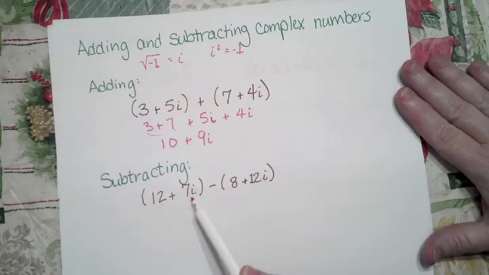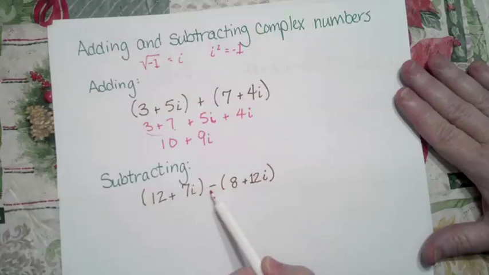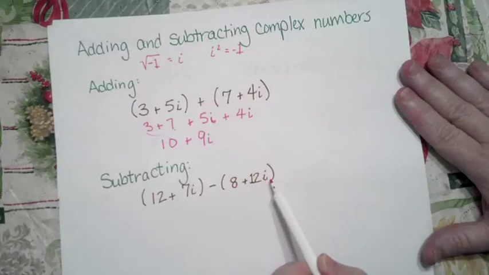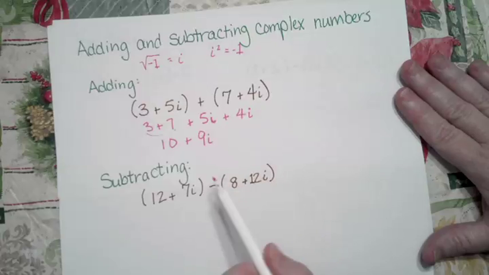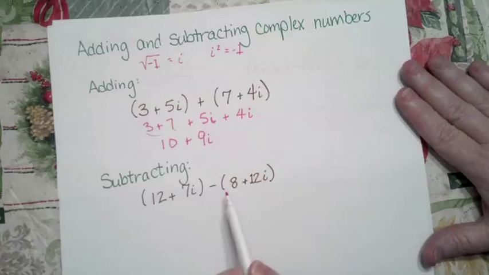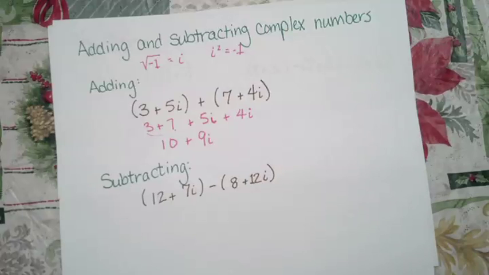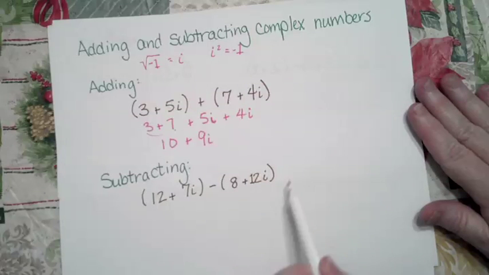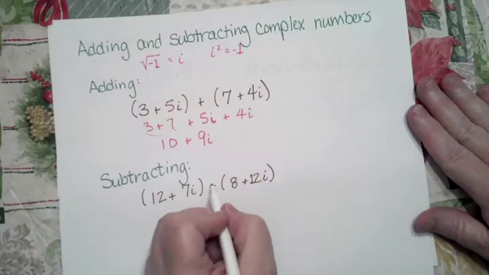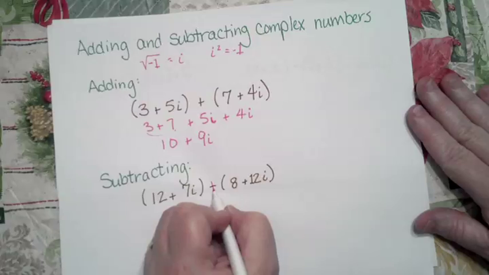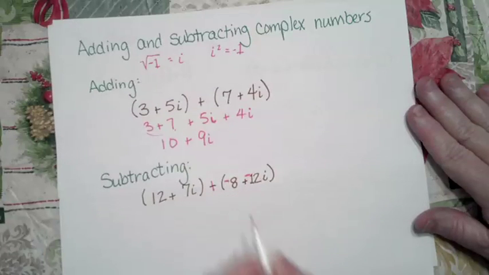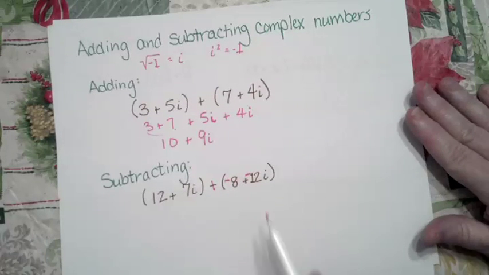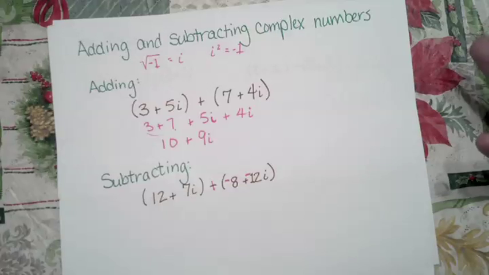12 plus 7i, there's one complex number, minus 8 plus 12i, another complex number. Now, this minus in the middle means that it's subtracting this whole number. So the first thing I'm going to do before I do anything else is remember that subtracting is adding the opposite, and changing the whole second complex number to its opposite. Subtracting is adding the opposite. Change those to their opposite. Now that I do that, this is really just another addition problem.